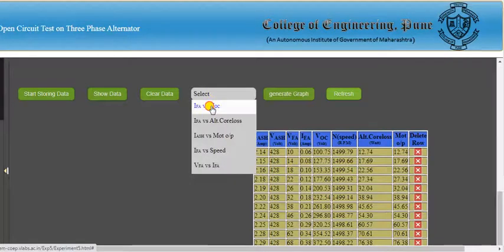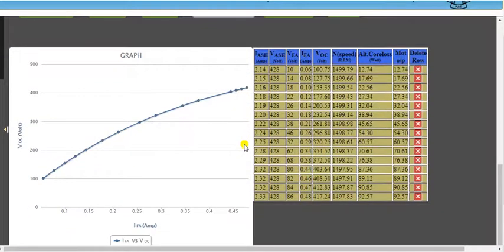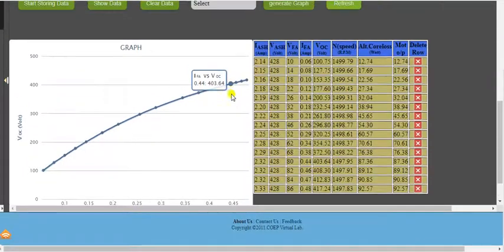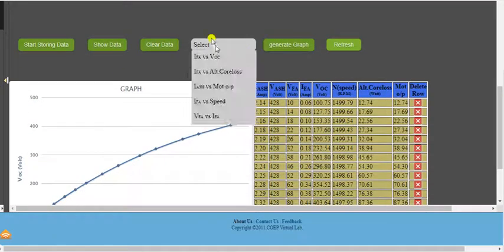First you have to select the parameters between which you have to draw the graph, and then generate graph. So guys, this is the graph of field current versus open circuit EMF of the alternator. This is the graph you can see here. On the x-axis field current is there, on the y-axis open circuit EMF is there.